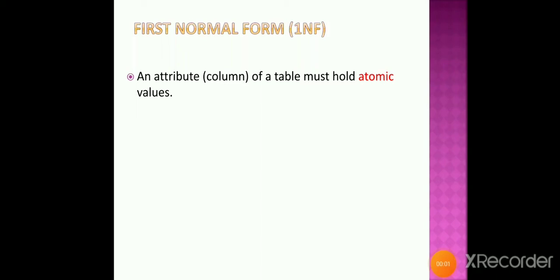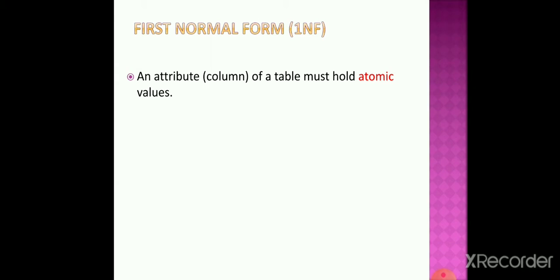Hello everyone. Today I am going to discuss first normal form. First normal form is the basic normal form of normalization. In this normal form, we have to maintain the condition which says that the data or the values present in a table or in a relation must be atomic. Means each and every value must be atomic.